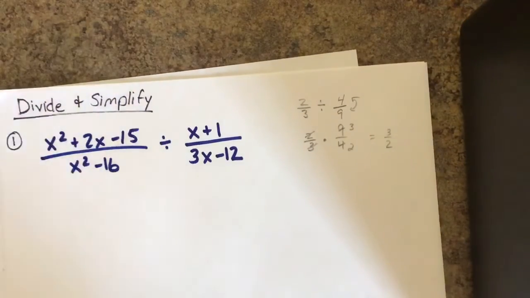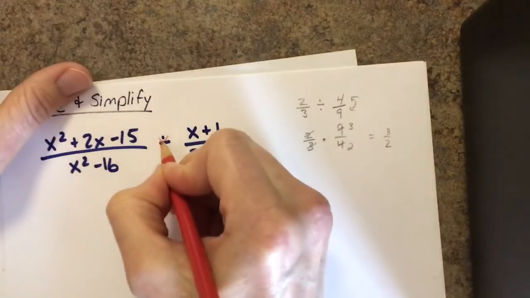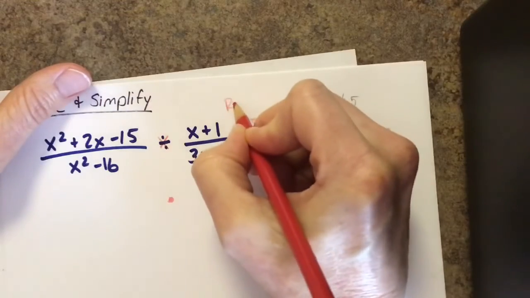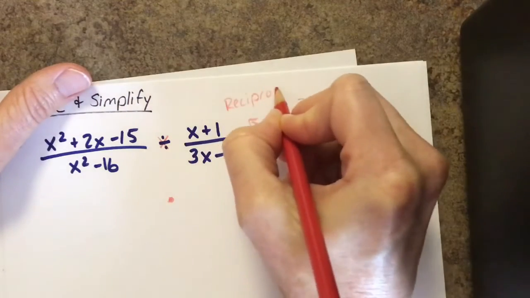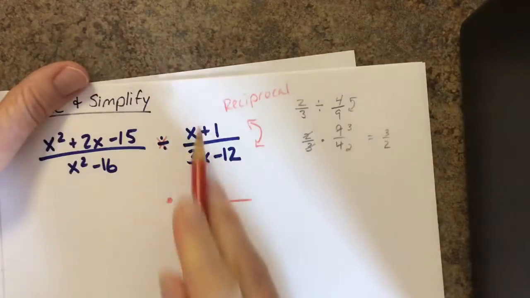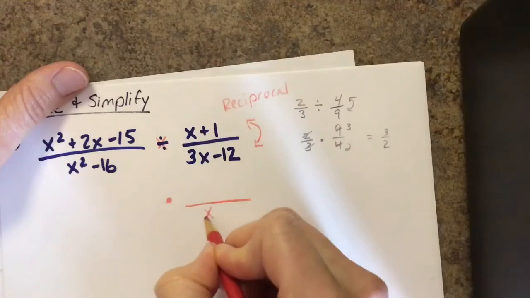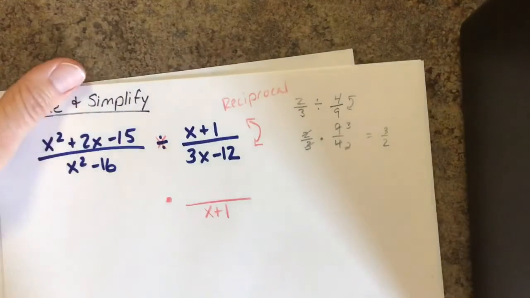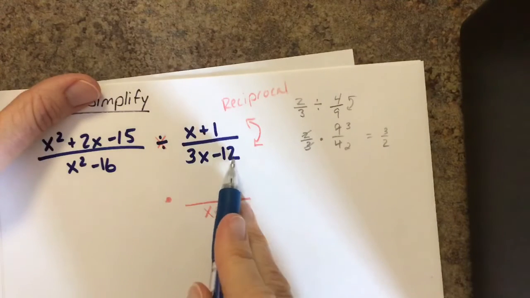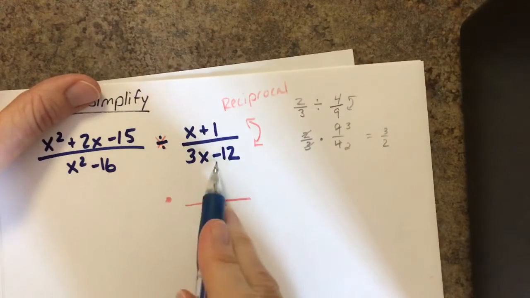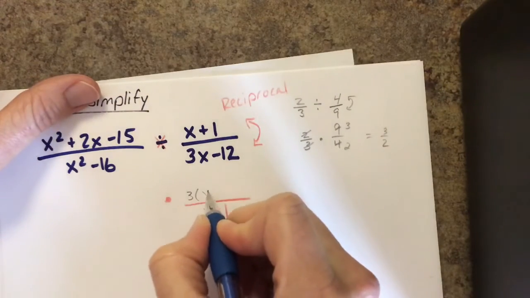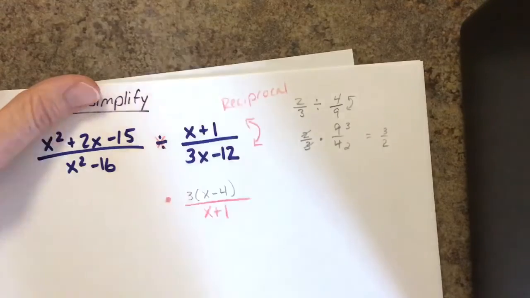This is exactly the process we're going to do here. There's no division. Cross it out and make it a multiply. We're going to multiply by the reciprocal of only the second fraction. So x plus 1 goes in the denominator, and 3x minus 12 goes in the numerator. But remember, we're going to factor almost everything that has a plus or a minus. Now, x plus 1 doesn't factor, but here I can take a 3 out and get x minus 4.